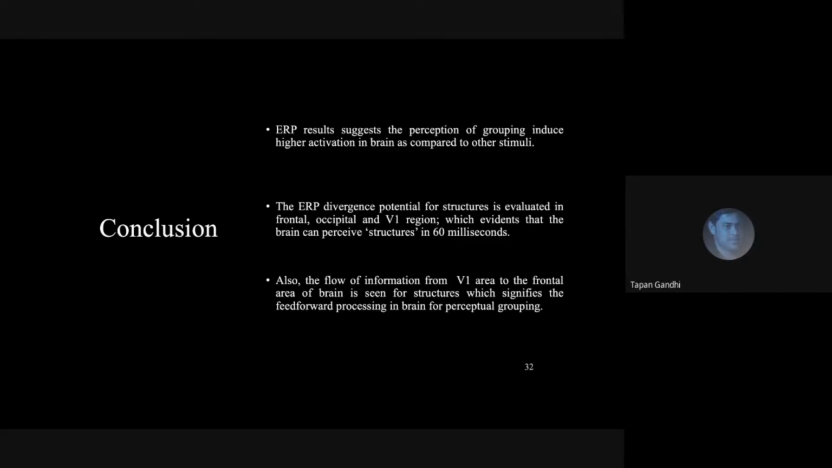The ERP divergence potential for structure is evaluated in frontal, occipital, and V1 regions, which is evidence that the brain can perceive structure in 60 milliseconds. Also, the flow of information from the V1 area to the frontal area of the brain is seen for structure, which signifies feed-forward processing in the brain for perceptual grouping.